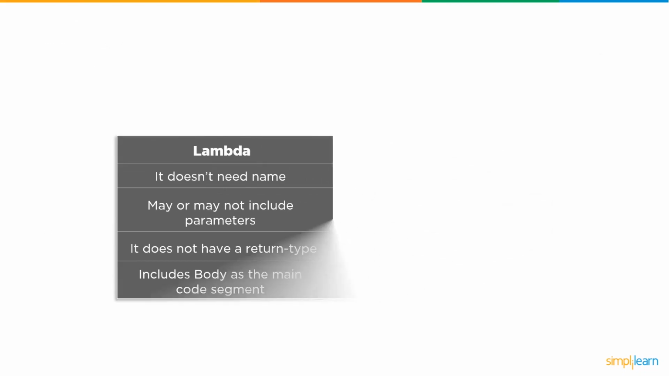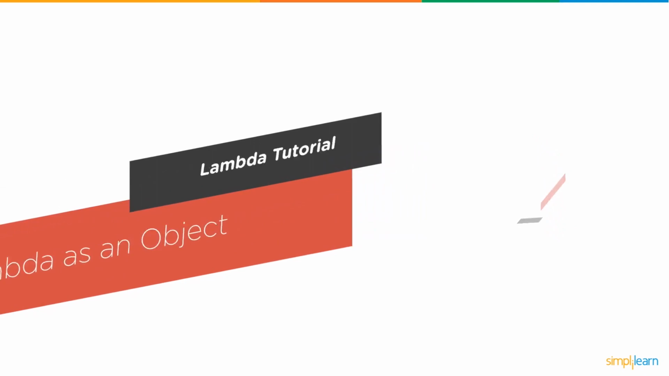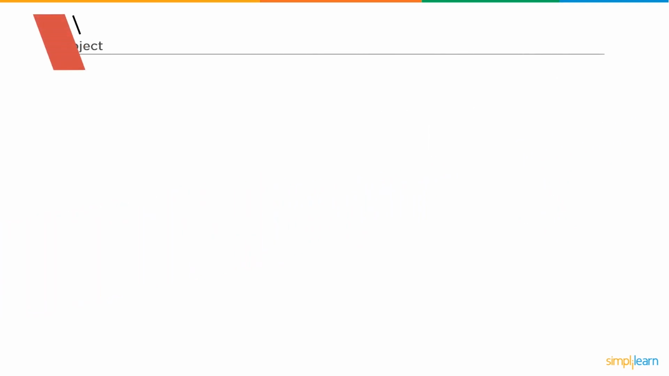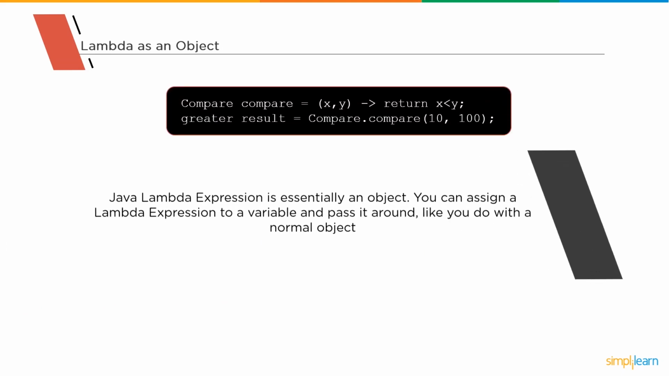Let us now enter into the next part where we will understand Lambda expressions in the form of an object. As discussed in the features before, a Java Lambda expression is essentially an object. You can assign a Lambda expression to a variable and pass it around just like a normal object.